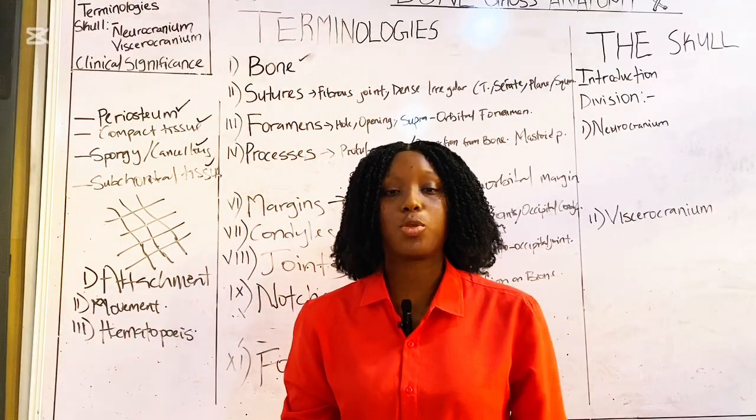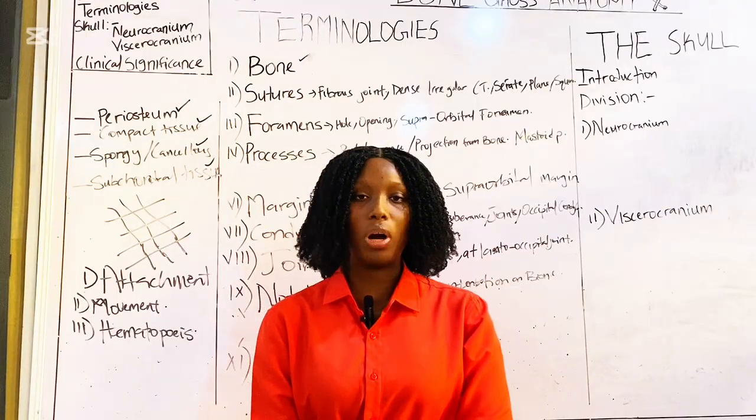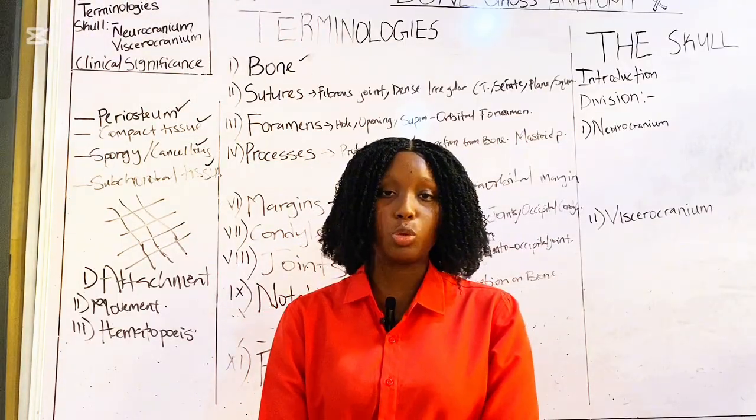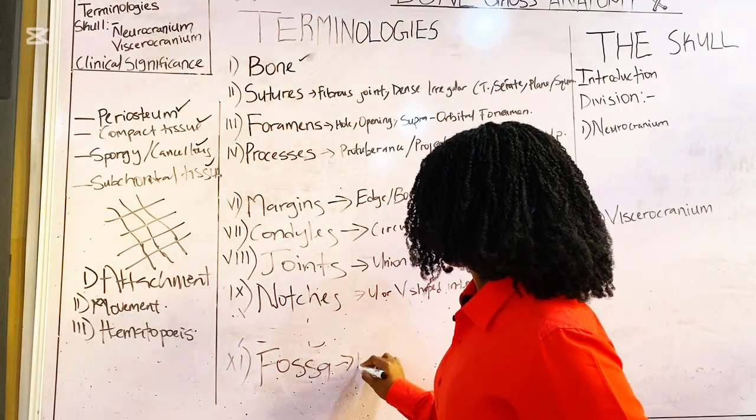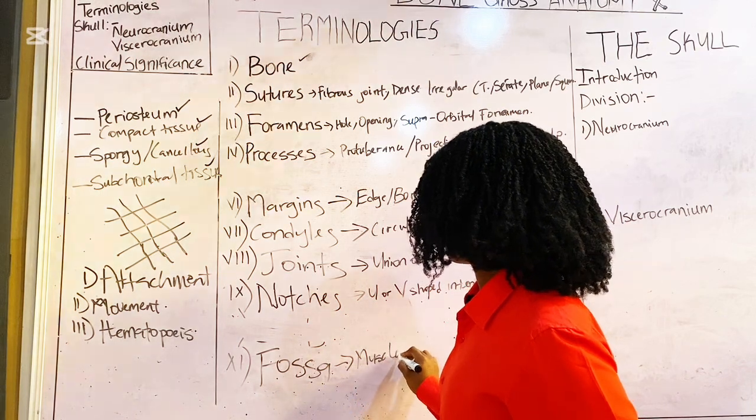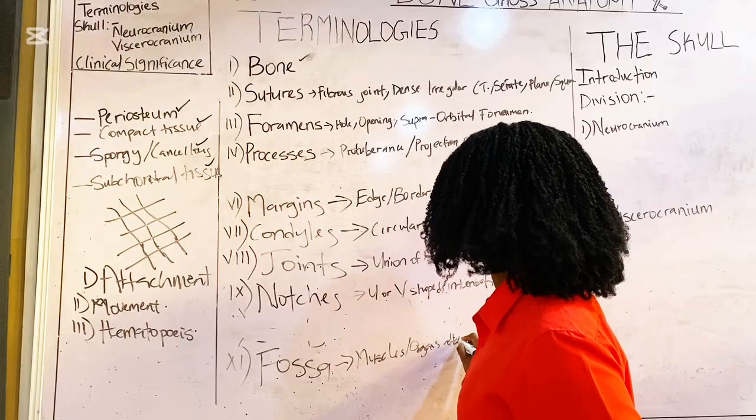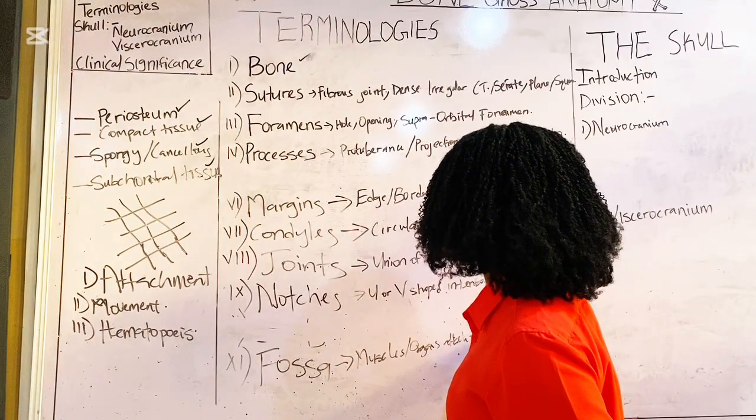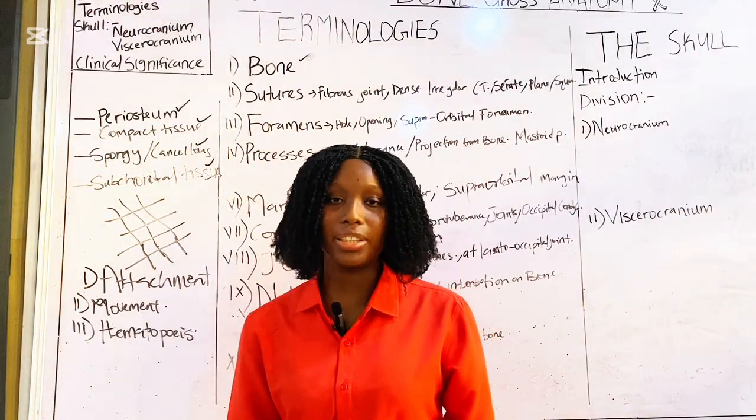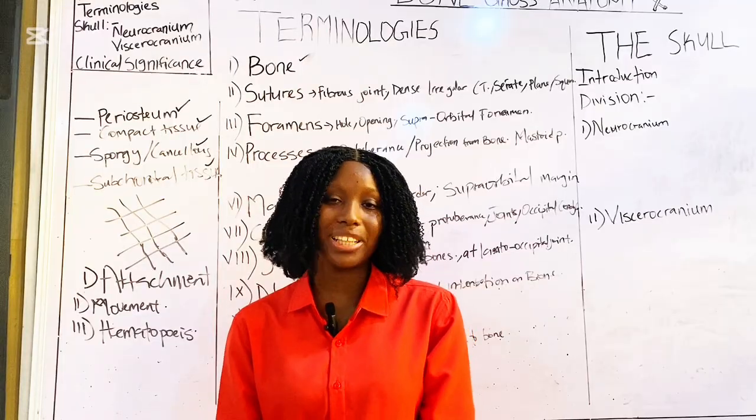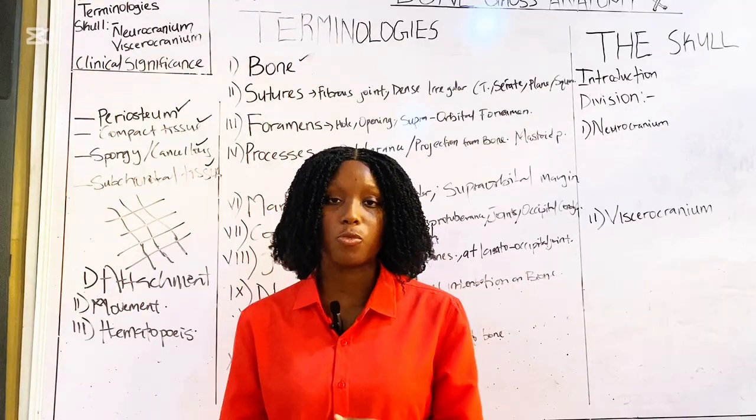The next thing we're going to be talking about will be fossa. As I said earlier, muscles attach to bones at certain points. Now the certain points where muscles attach to bones are called fossa. They are tagged fossa. So fossa is the point where muscles or organs attach to bone. A fossa is just a wide band depression which enables muscles or organs or whatever tissue to attach to it.